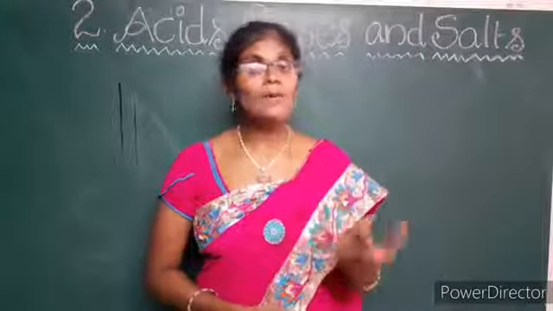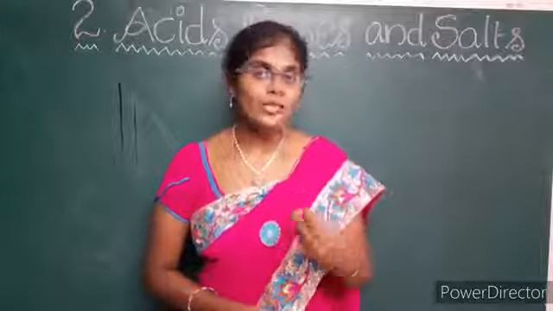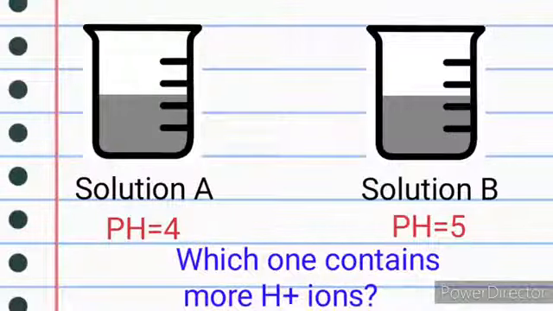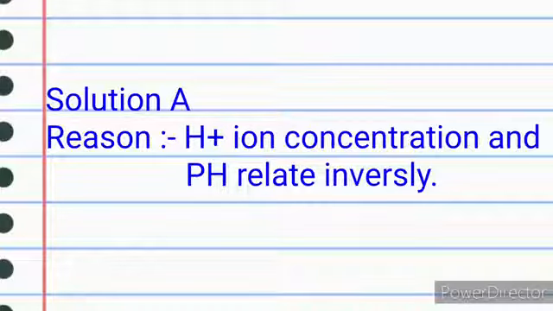And now, on the basis of this information, I'm going to ask some questions. Try to answer these questions. pH of solution A is 4 and pH of solution B is 5. Which solution contains more H plus ions? Children, try to answer this question. Solution A, because H plus ion concentration and pH relate inversely.